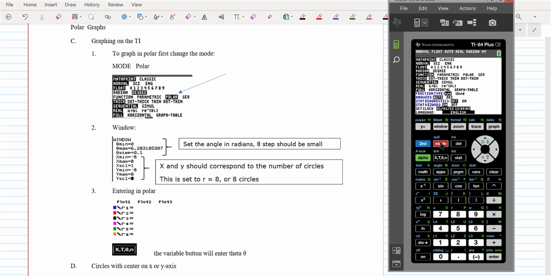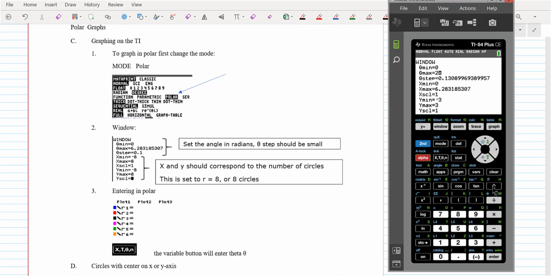If you go to your mode button and go down to this here, you're going to learn about parametric in calculus 2. You want to just go to polar. So get it blinking on polar, then press enter, and now you're ready to do polar coordinate graphs. Now we're going to set up a window. I'm going to have you set up this window that's on the handout. If you go to your window, it's totally different now. You're going to have theta minimum, that's 0 radians. Then you want to go 2 pi.